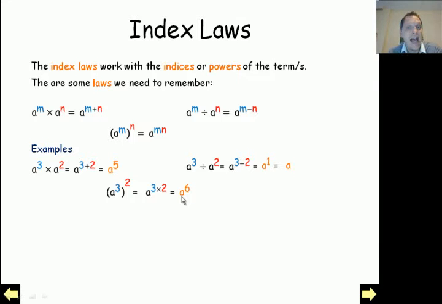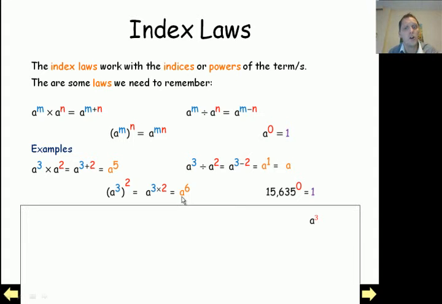And our last of the first four laws is that anything to the power of 0 always equals 1. So here I've got 15,635 to the power of 0, that still equals 1. Now this is asked a lot by students: why is this so? This doesn't make sense. Why does something to the power of 0 equal 1? In which case, this is the best explanation that I can use, which works well with my learners.